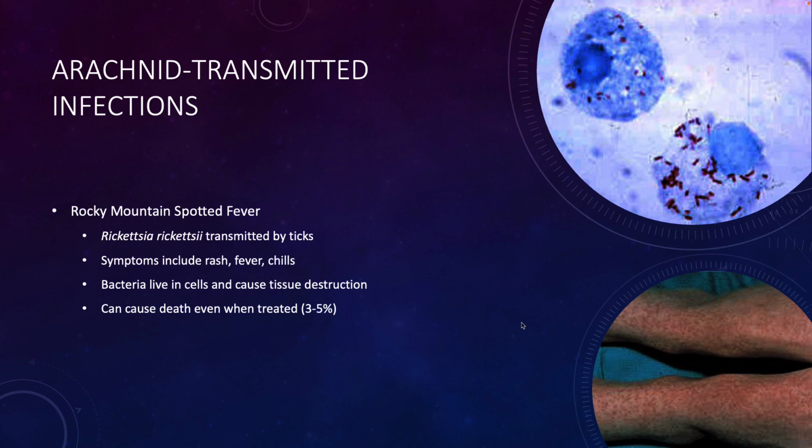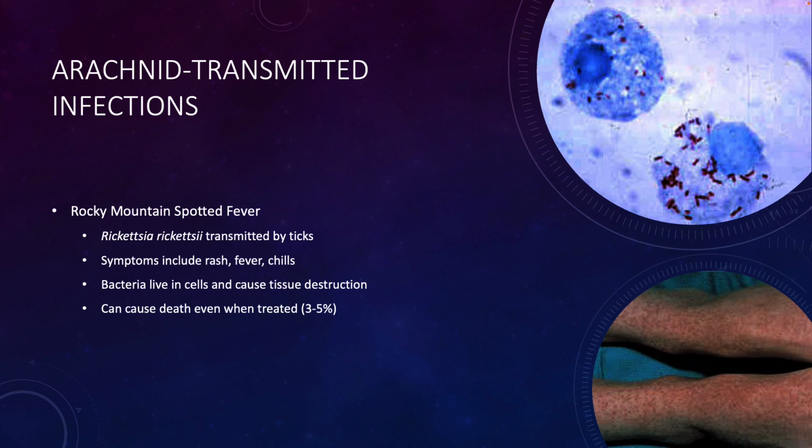Another infection that can be transmitted by ticks causes Rocky Mountain spotted fever. This is a bacteria called rickettsia. These are what we call intracellular bacteria. They live inside the cell. So what we're trying to show you in this image here, this is a eukaryotic host cell. You can see the nucleus right here. And then all the little red dots inside are the rickettsia bacteria.